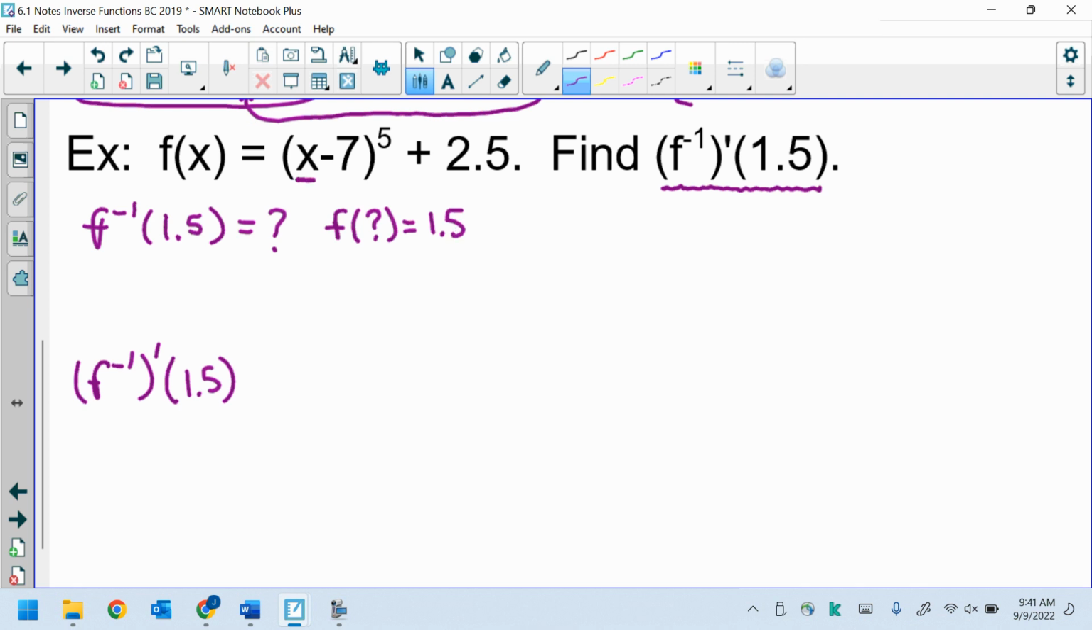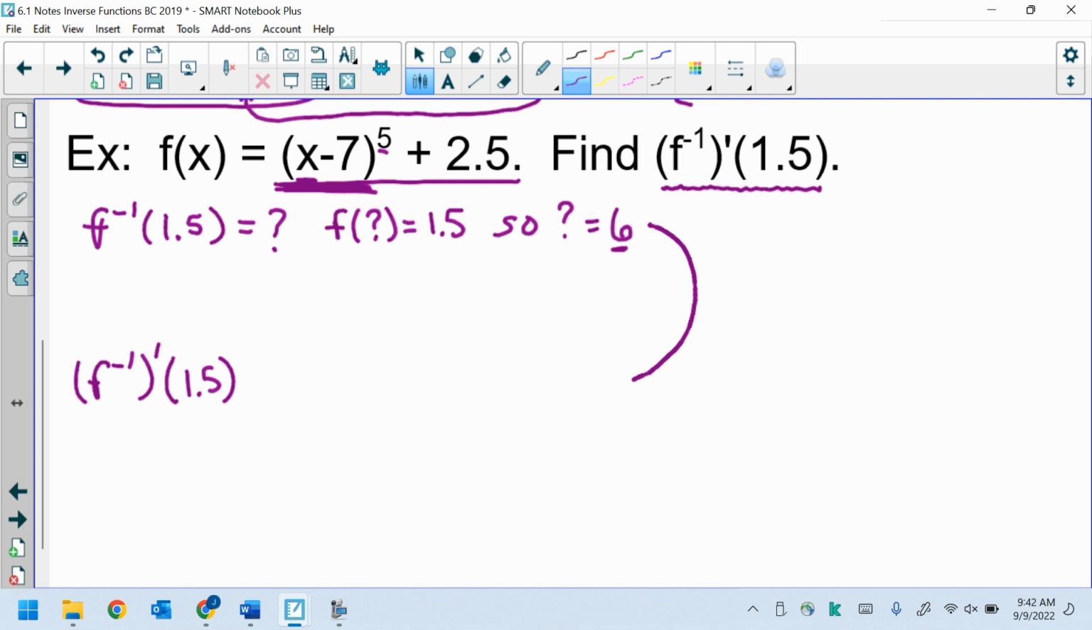What do you put in for x so that this thing has a value of 1.5? Well, this is 2.5, so this better be negative 1, huh? What do you put in for x so that this thing to the 5th power is negative 1? Are you thinking 6? 6 minus 7 is negative 1. Negative 1 to the 5th is negative 1 plus 2.5 is 1.5. Yeah, I think we got it.